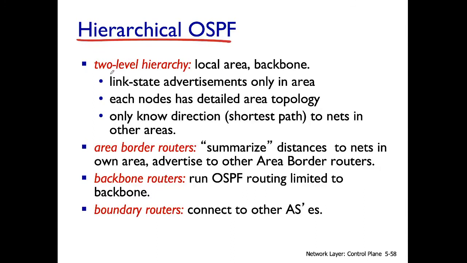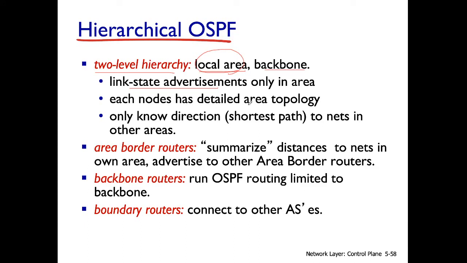So this slide is pretty much repeating what I was just saying. In the example, we do have two levels of hierarchy. At the lower level, we have these local areas, and at the higher level, the backbone. Inside each local area, the link state advertisements will only travel within the area. The link advertisements for the backbone network will be traveling only within the backbone.